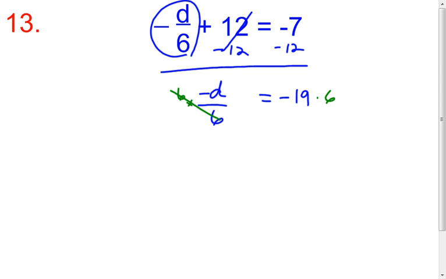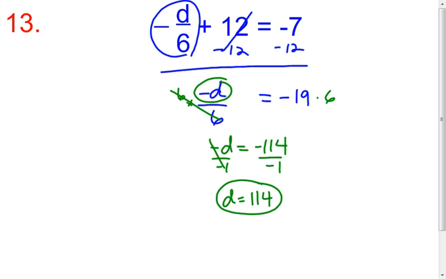I will do the opposite of dividing, so I will multiply by 6. And negative 19 times 6, I'm sorry, I'm getting all mixed up here. Negative 19 times 6 is 114, or negative 114. So I have negative d equals negative 114. Okay? Then, notice you have negative d, so I can divide by negative 1. That drops. A negative divided by negative is a positive, and I get positive 114 there.